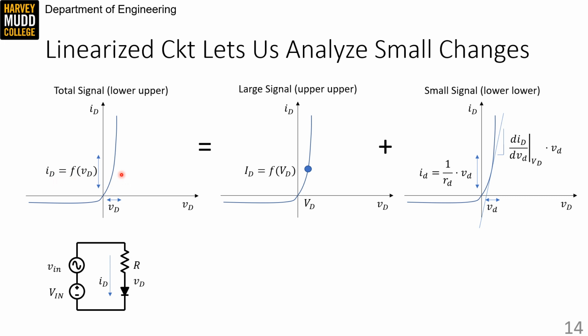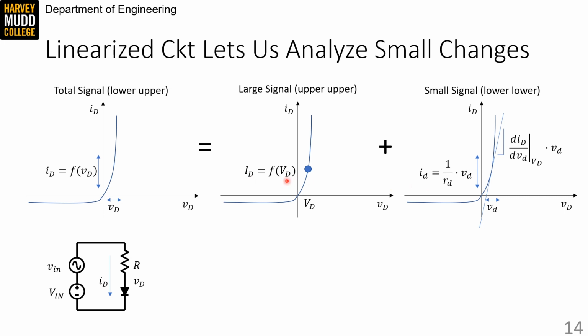The big trick we're using with small signal modeling is combining superposition and Taylor series expansions. This picture over here shows the Taylor part of that trick. Here we say that the total output signal, little i big D, is equal to the sum of a large signal, I_D, which is the first term of Taylor series, and a small signal i_d, which is the second term of Taylor series.